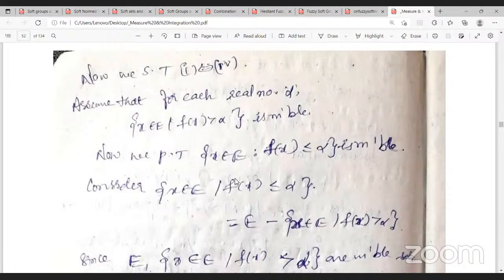Therefore, the set of x belongs to E such that f of x greater than alpha is measurable. Then its complement, the complement of x belongs to E such that f of x greater than alpha.